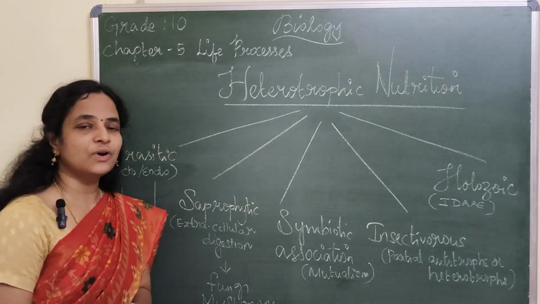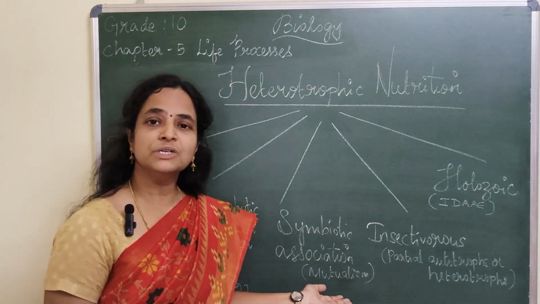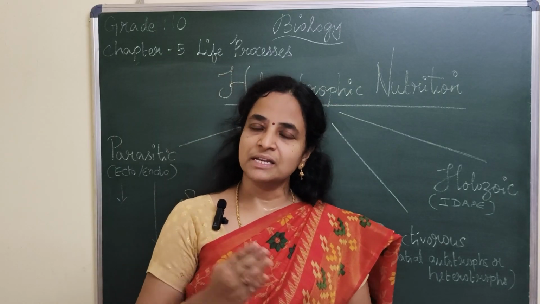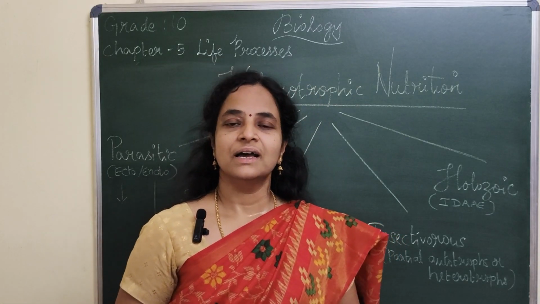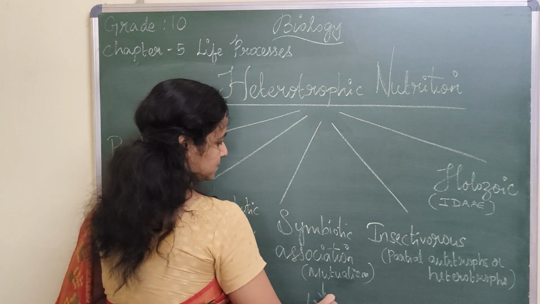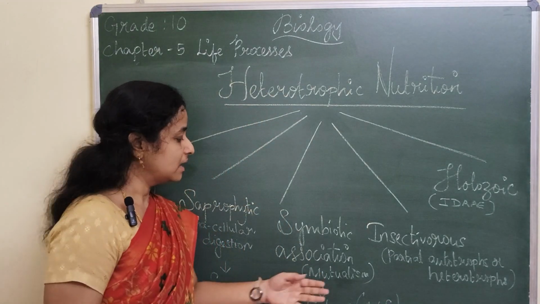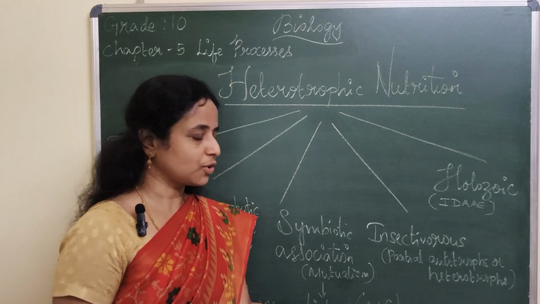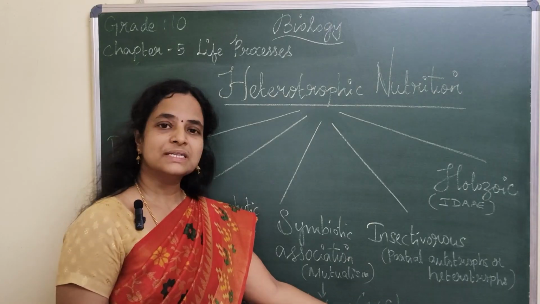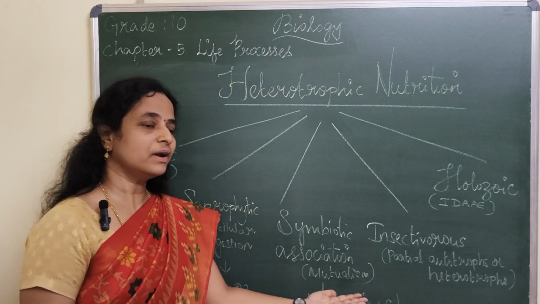The third mode of nutrition is symbiotic association. This is also called mutualism, which means it involves two different partners who remain together and benefit each other. A common example is lichens, which is a combination of algae and fungi. As you all know, plants are phototrophic. Algae come under phototrophs, which have chlorophyll, so they can prepare food. Whereas fungi are heterotrophic, which totally rely on others for food.